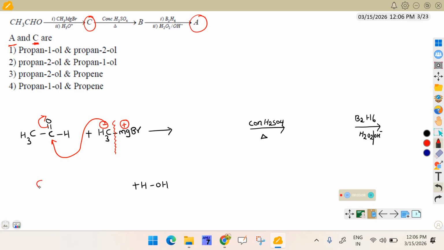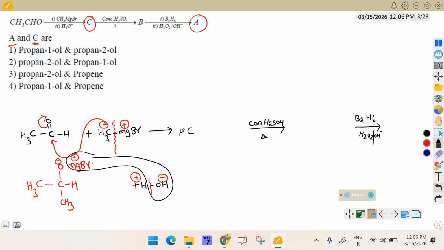So the formed product is CH3, C, CH3, hydrogen, OMgBr. Which on further hydrolysis: O minus Mg plus H2O dissociates like H plus OH minus. Remove MgOHBr. MgOHBr you can remove, then it gives CH3 CH OH CH3.